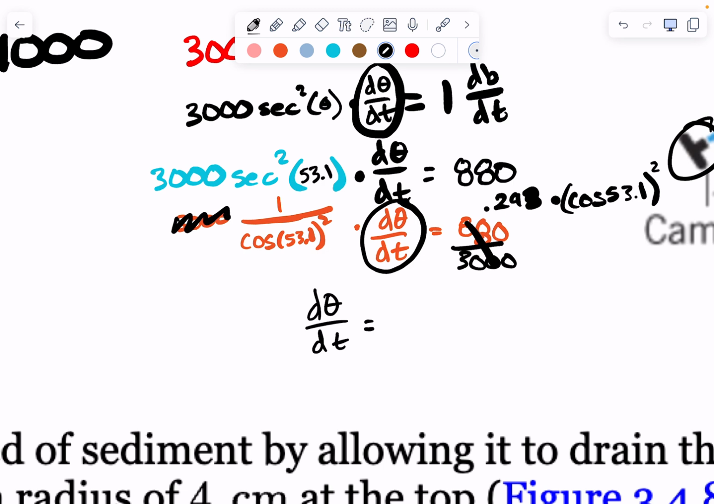Cosine of 53.1 squared times 0.293. I got 0.1056. You probably used the full decimal of 0.293 though, didn't you? So should it be a 7? Yeah, that's fine. Is that what you got though? Yeah, 0.1057. Okay, what does that mean?